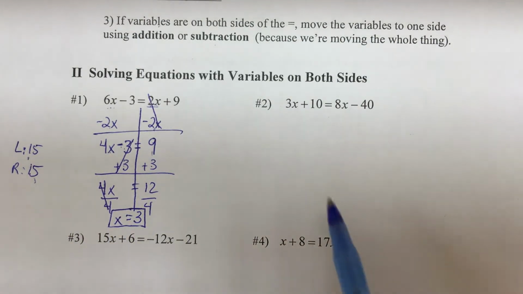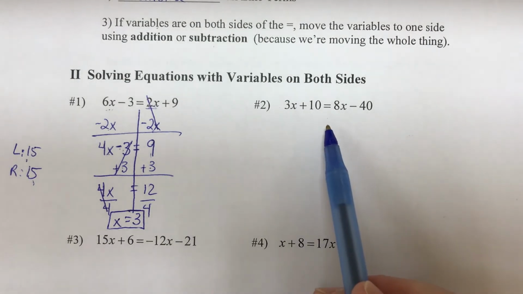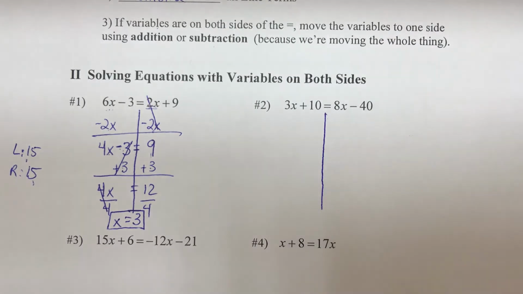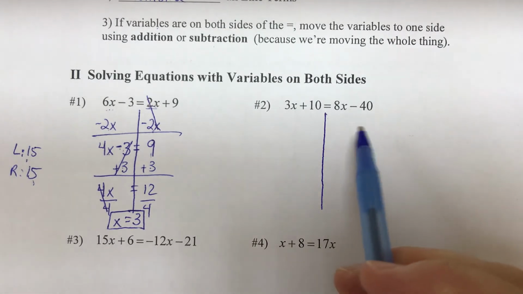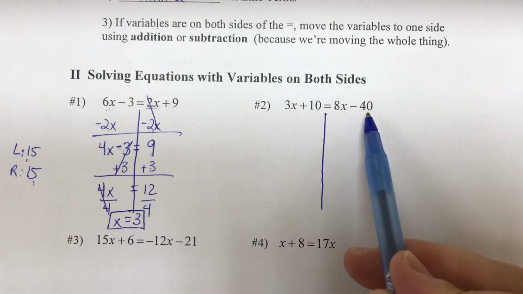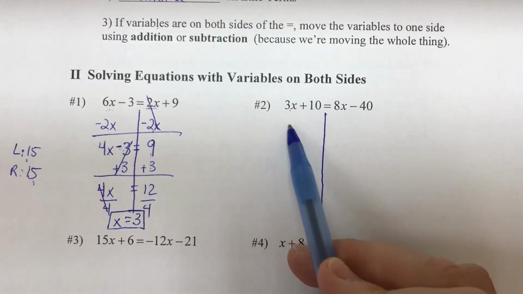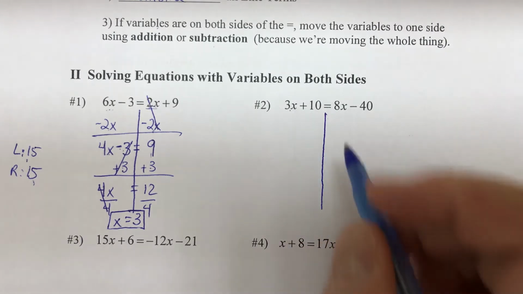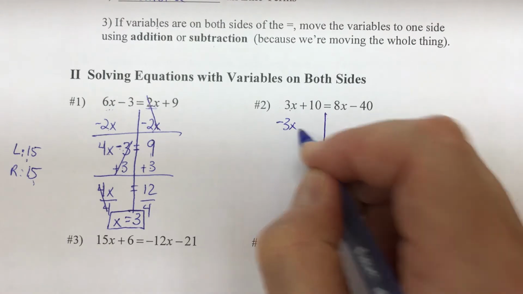So what you'll find is really there's one extra step here. We've got to move the variables to one side, and then it's just like what we did in the last set of notes. Now this time, I have 3x plus 10 equals 8x minus 40. Again, I want to move the smaller variable. I'm going to move 3x to the right side. So I'm going to do minus 3x.